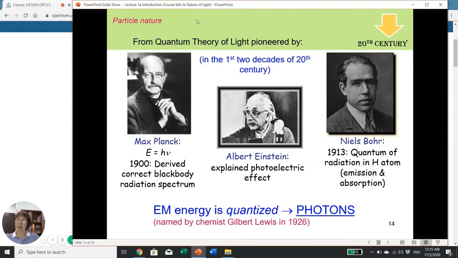Here are the proponents for the particle nature of light, from the quantum theory of light pioneered by these three gentlemen. We have Max Planck. He gave us the energy equals h multiplied by the frequency of light. And then we have Albert Einstein, who explained the photoelectric effect. And then we have Niels Bohr, who gave us the quantum of radiation in the hydrogen atom relating to emission and absorption. And EM, that is electromagnetic energy, is quantized. There's a name given to it called photon, which was given by Gilbert Lewis in 1926.